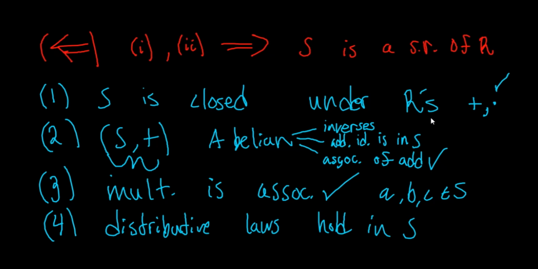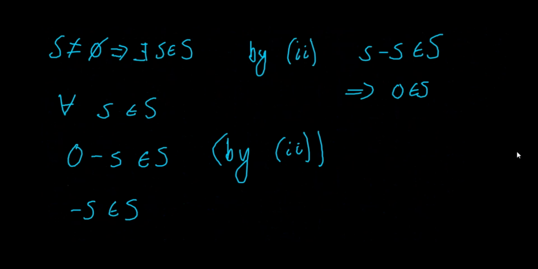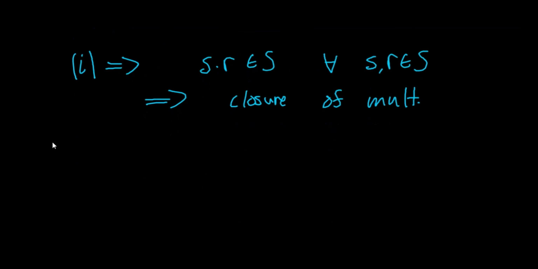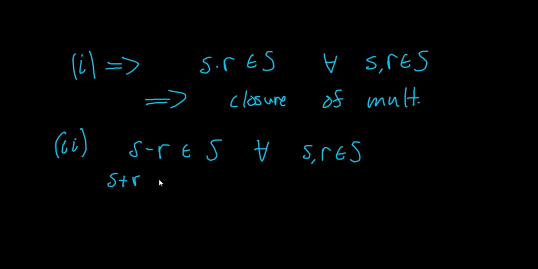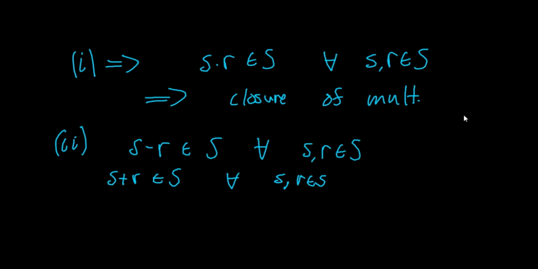Well, again, for this one, we can leverage condition 2. So let's see how we can do that. Condition 2, let's remind ourselves, tells us that s minus r is in S for all s and r in S. And we want to show that s plus r is in S for all s, r in S. So how are we going to do this?